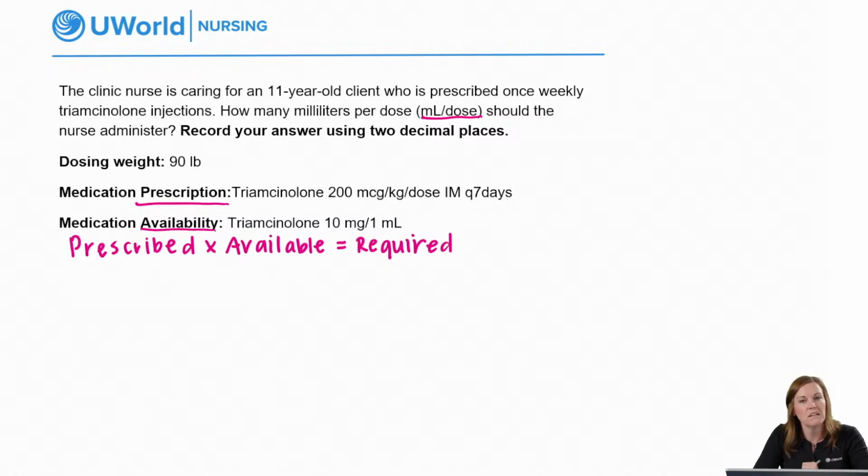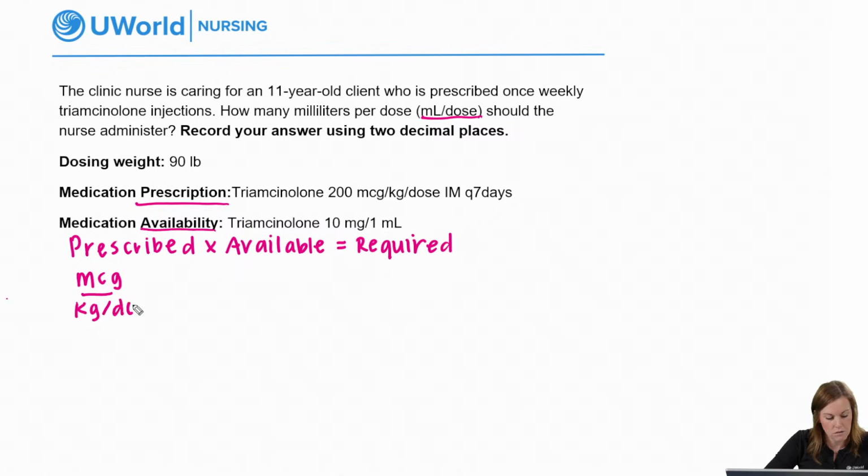So we are looking for milliliters per dose. Knowing that, I'm going to set us up with what we've been given. Our prescription is like written in ink. We can't change this, and we can't change what's required, but what we can change is everything in the middle. So we're going to walk through it that way. Okay, so I'm just going to start with units. What's been prescribed is micrograms per kilogram per dose. What is required is milliliters per dose.